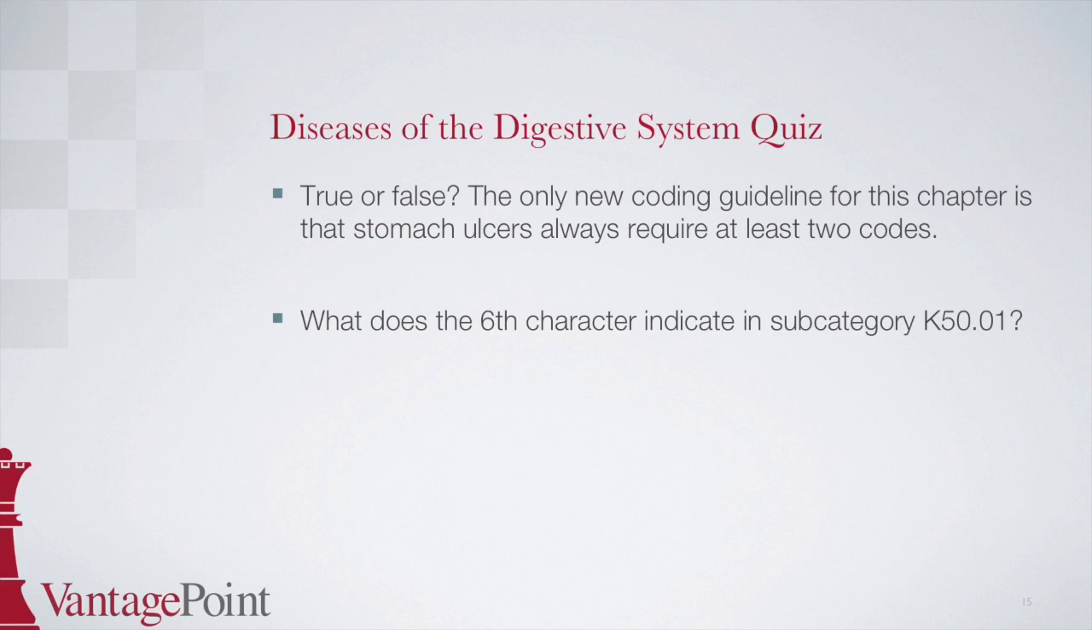The answer to our first question is false. There are currently no coding guidelines for this chapter. That was a bit of a trick question. The answer to the second question is the 6th character indicates the type of complication present with Crohn's disease, such as rectal bleeding. You would have had to turn to subcategory K50.01 to find this answer.